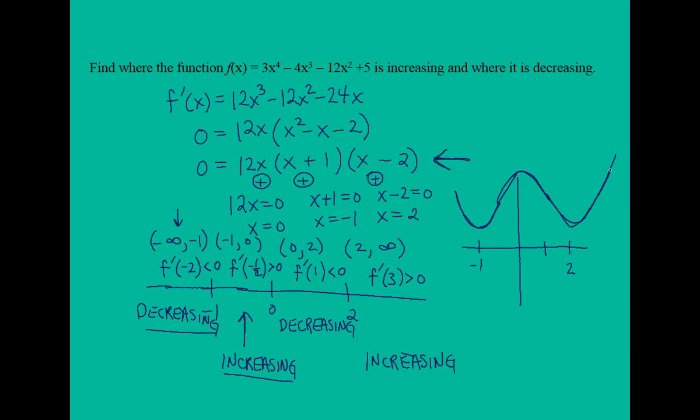So not only can we tell where this function is increasing and decreasing, we can determine if we have local maximums or local minimums at those values. Now let's take, for instance, the interval from negative infinity to negative 1. That's decreasing. What if on the interval negative 1 to 0, it was still decreasing? We would then not have any local maximum or minimums. The sign of the derivative needs to be changing in order to create a local maximum or a local minimum.